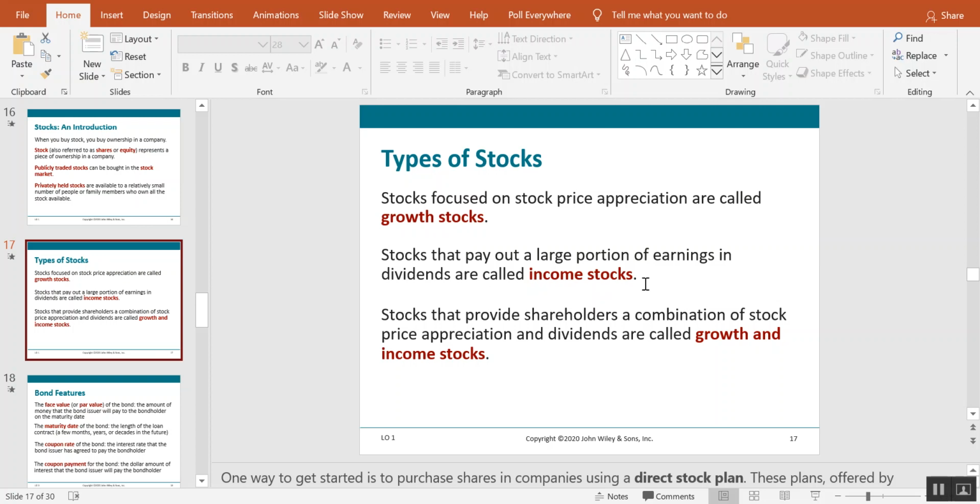And then there's an income stock type. Many people may go into this and say, okay, I want to have a regular source of income. So they buy shares in a company that's very well established, but also well known for paying out large dividends, or paying out dividends on a regular basis. Sometimes you get into stocks that have a combination of the two characteristics. They're both growth stocks and income stocks, and you can find that.